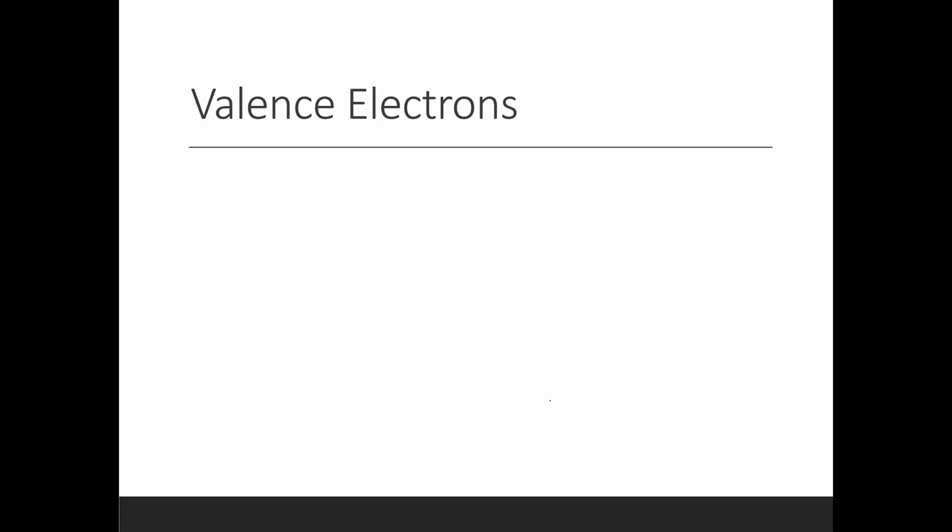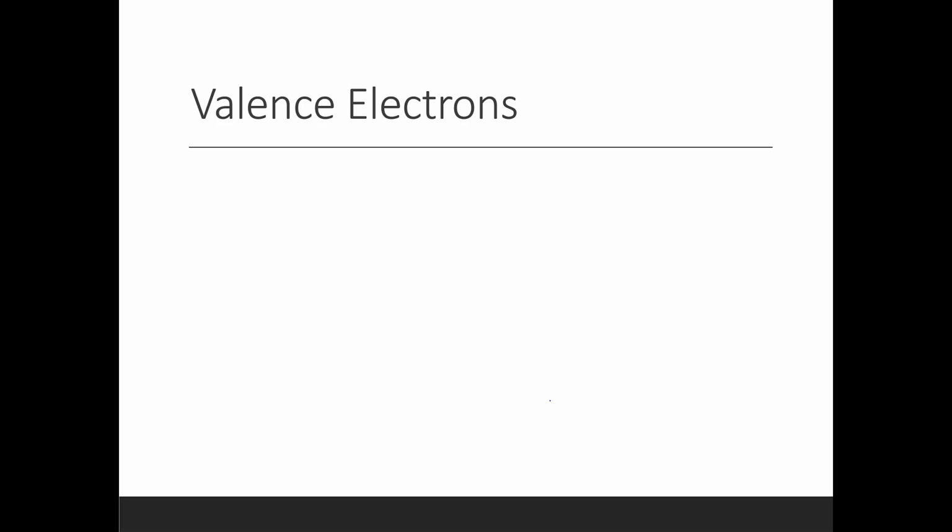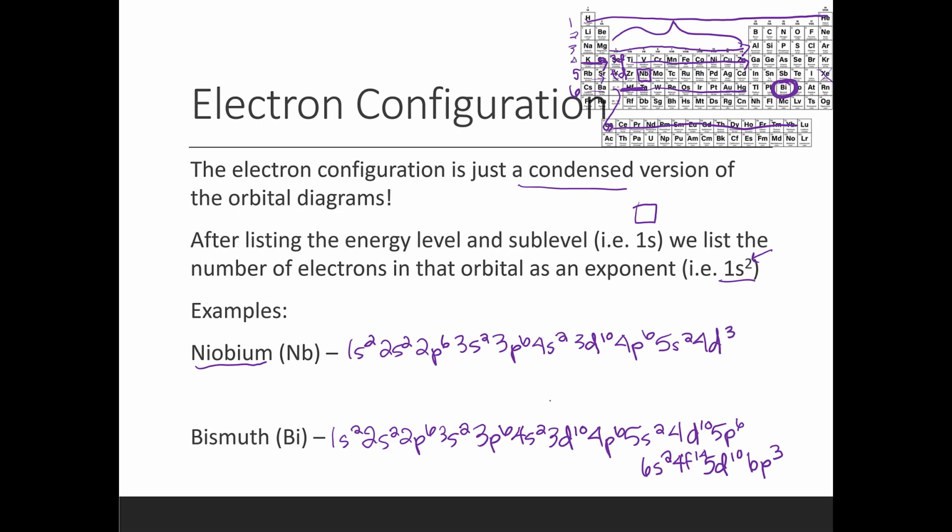Now, moving on, we need to talk just a little bit about our valence electrons. So the valence electrons are the electrons that are in the outermost energy level of an atom. So that would be the S or the P sublevels. Okay, because if we look at any of these electron configurations, so for example, the electron configuration for bismuth here, the outermost energy level would be the 6th energy level, and you'll notice that it's only got the S and the P orbitals there, because the F and the D are lower energy levels, the 4th and the 5th respectively. So that outermost energy level will only ever include the S and the P sublevels.